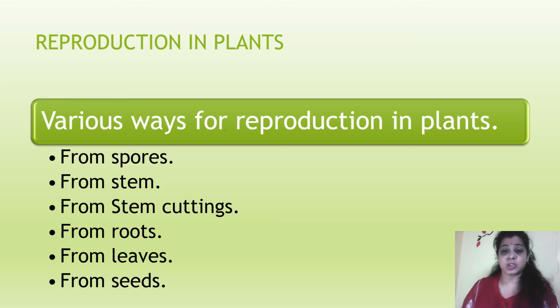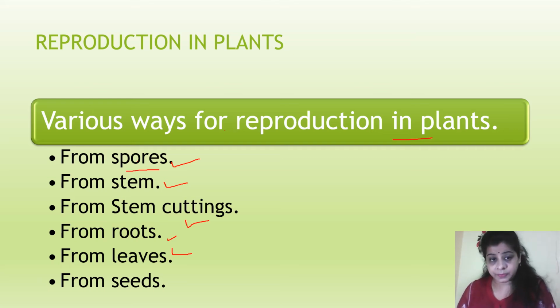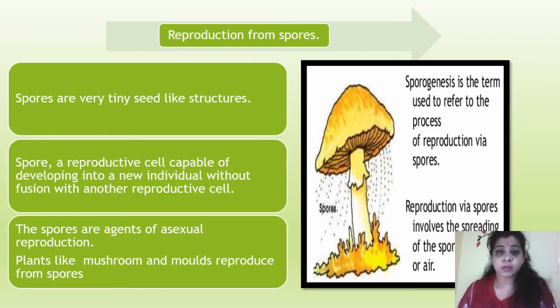Various ways of asexual reproduction in plants are spores, stem cutting, roots, leaves, and seeds. See, all of these are means of asexual reproduction only. So first we'll see spores. Spores में कैसे होता है?